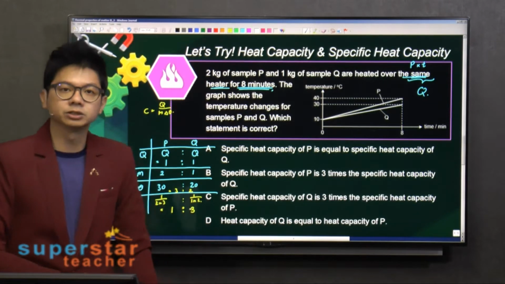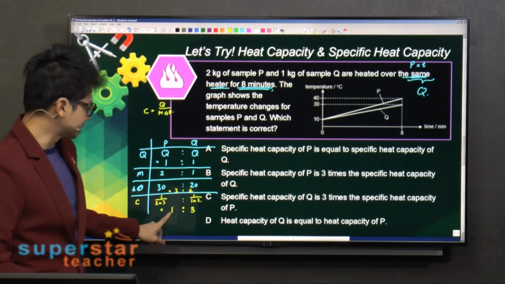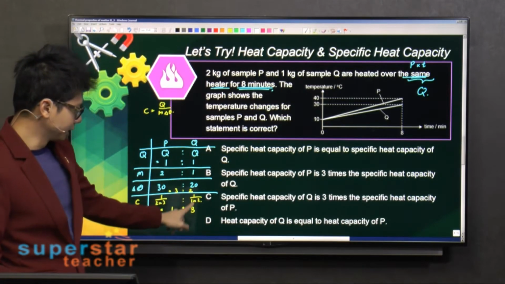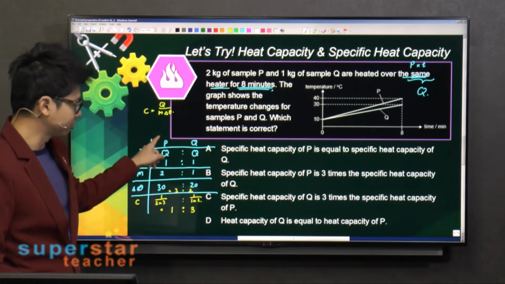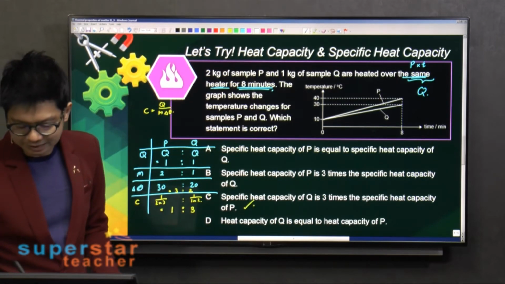Guys, for this one you just use your calculator. You can get the ratio very easily. So we know that the specific heat capacity of Q is 3 times that of P. Then if you look at the options, of course, C is the answer.